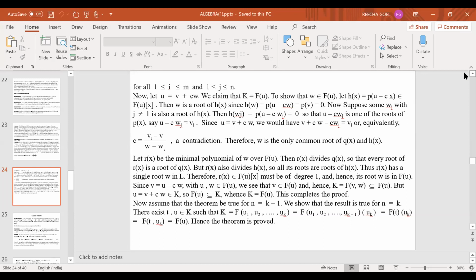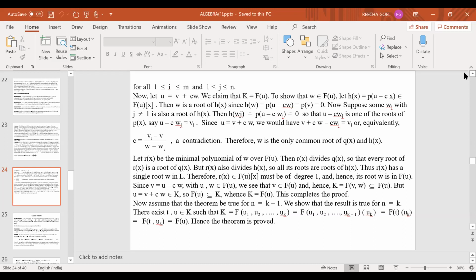Now, let Rx be the minimal polynomial of W over Fu. Then Rx divides Qx, so that every root of Rx is also a root of Qx. But Rx also divides Hx. It means every root of Rx is also a root of Hx. Thus, Rx has a single root W in L. Therefore, Rx belonging to Fu[x] must be of degree 1, and hence its root W is in Fu.